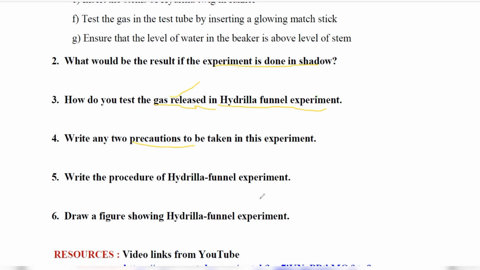And the fifth one is to write the procedure of the hydrilla funnel experiment. I already explained this procedure. And draw a figure showing the hydrilla funnel experiment. Above I have shown the diagram. You can draw this one. So this is about activity worksheet number 6, which explains the hydrilla experiment.